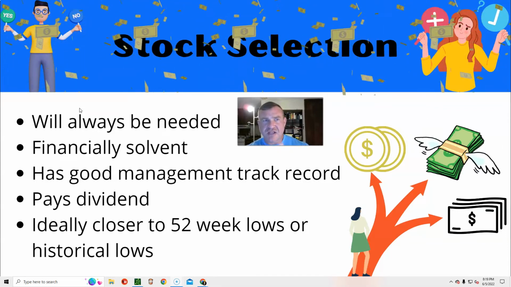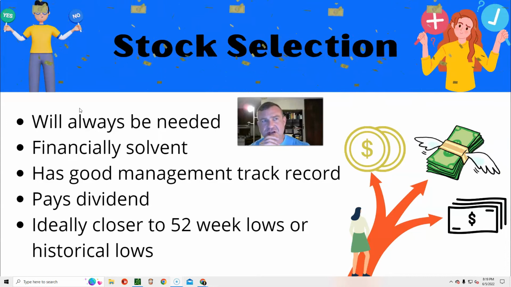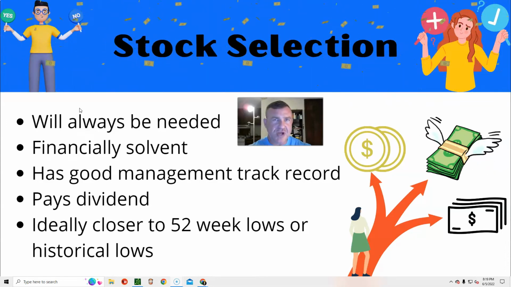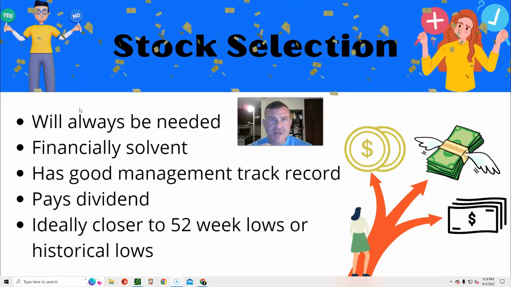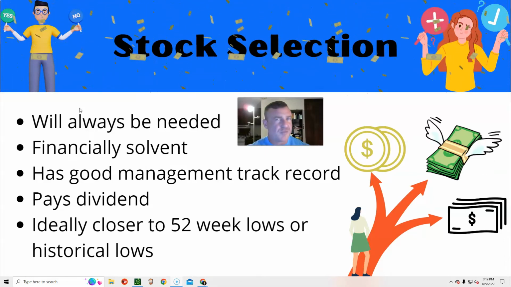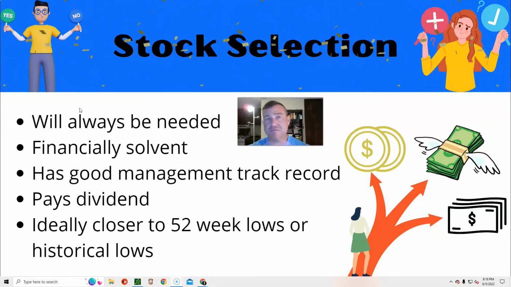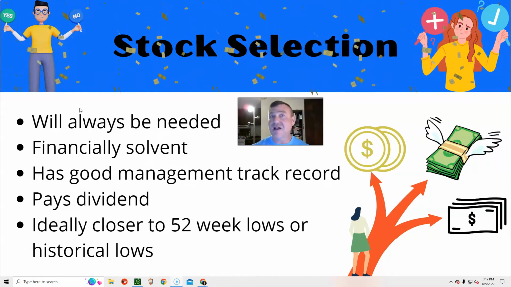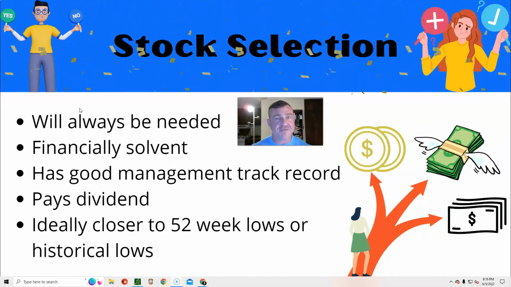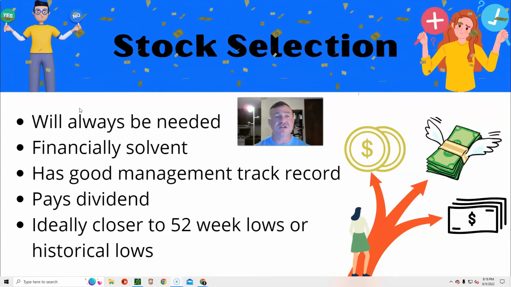The reason why your stock selection is so important is because when you're selling this put option, you want to pick a stock that you wouldn't mind owning the rest of your life. Who knows how old you are? You need to pick a stock that's going to be around the rest of your life. For example, Blockbuster didn't do that.